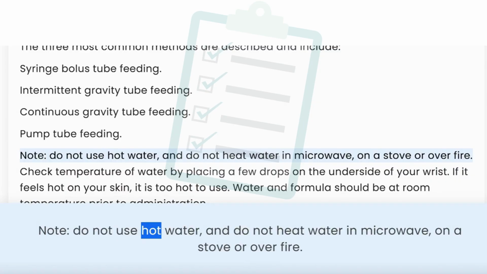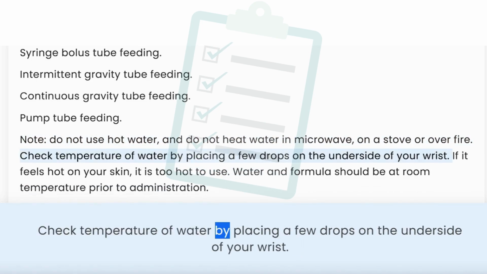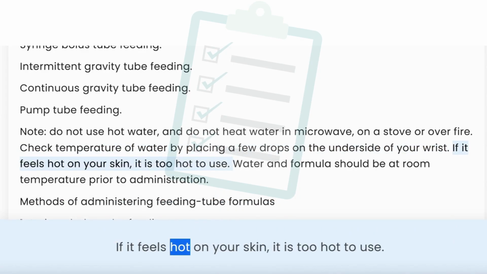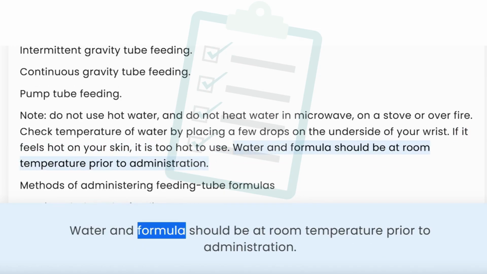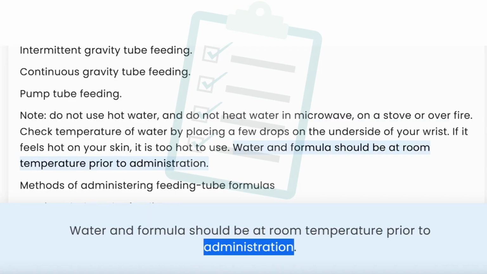Note: do not use hot water and do not heat water in a microwave, on a stove, or over fire. Check the temperature of water by placing a few drops on the underside of your wrist. If it feels hot on your skin, it is too hot to use. Water and formula should be at room temperature prior to administration.